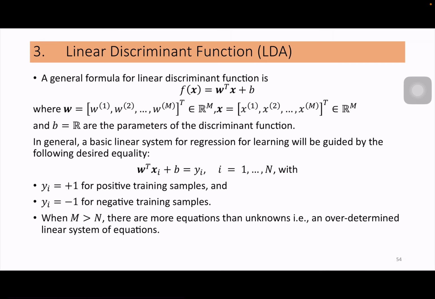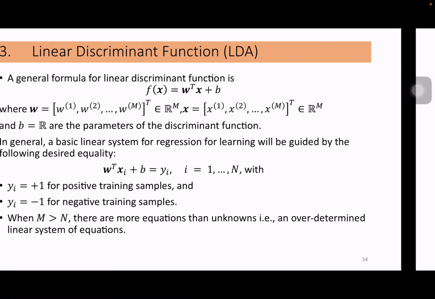In general, the basic linear system for regression learning will be guided by the desired equality W transpose xi plus b equals yi, an explicit function for i equals 1 to n, with yi equals plus 1 for a positive training sample xi and yi equals minus 1 for a negative training sample, when m is greater than 1, when there are more equations than unknowns, an overdetermined linear system of equations.